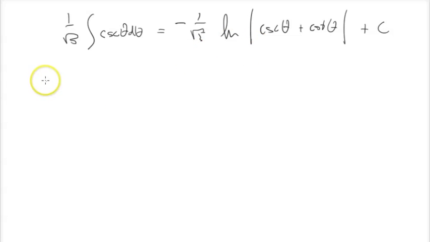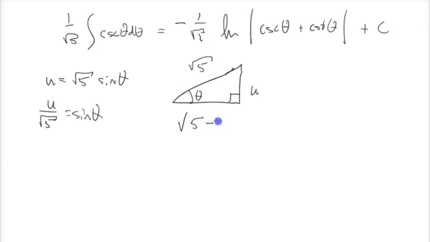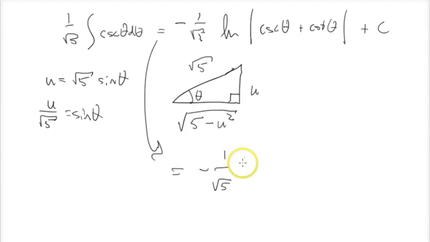in terms of u. So remember, the substitution we made was u equals root 5 sine theta. So that means u over root 5 is equal to sine theta. And if we think of sine theta in terms of a right triangle, sine theta is opposite over hypotenuse, the opposite is going to be the u, and the hypotenuse is going to be the root 5. And so this edge right here, the adjacent, is going to be root 5 squared, so just 5, minus u squared.